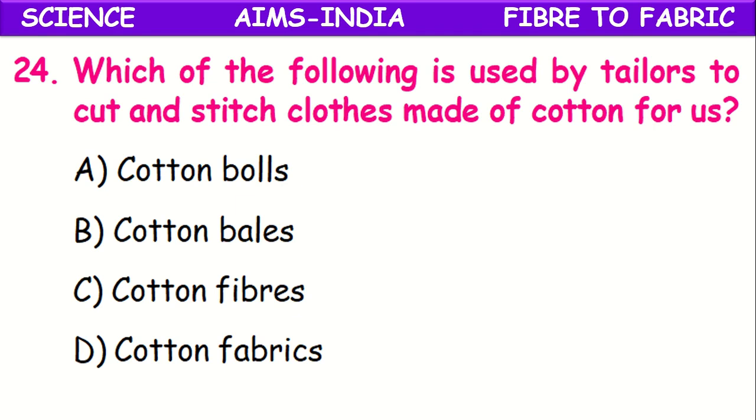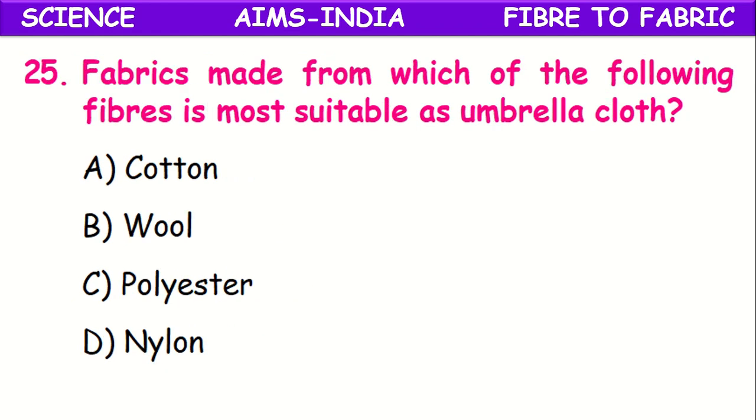Cotton fabrics. So first cotton fiber is converted into cotton yarn, which is converted into fabric, and it is delivered. So tailors use these cotton fabrics and they cut them and stitch them into different clothes, desired shapes. Okay, tailors use cotton fabric. Fabrics made from which of the following fibers is most suitable as umbrella cloth?